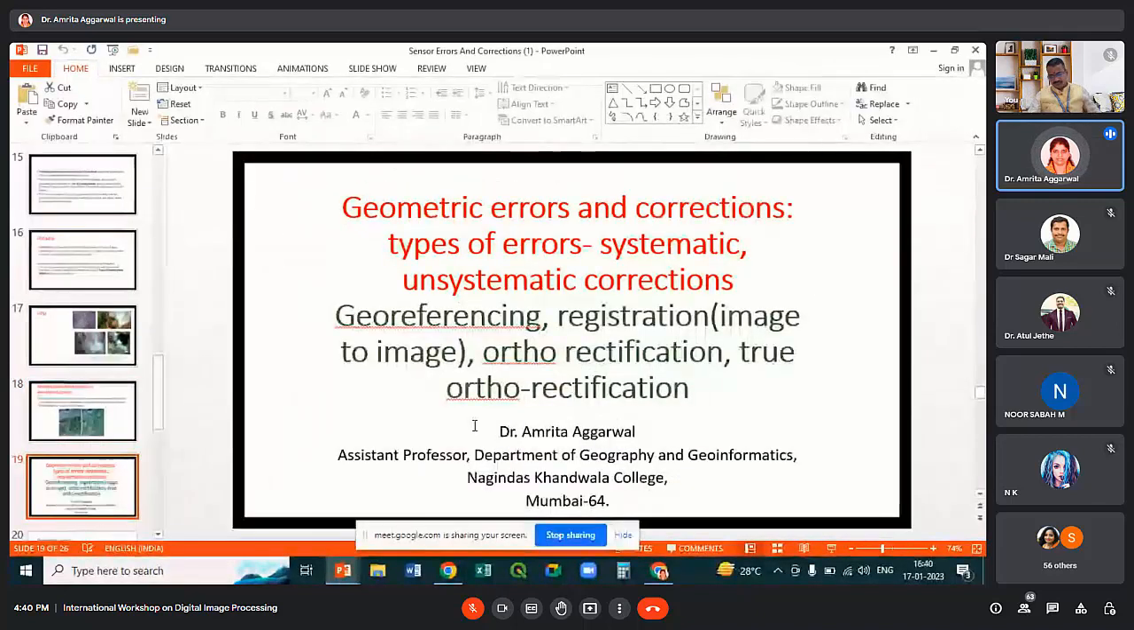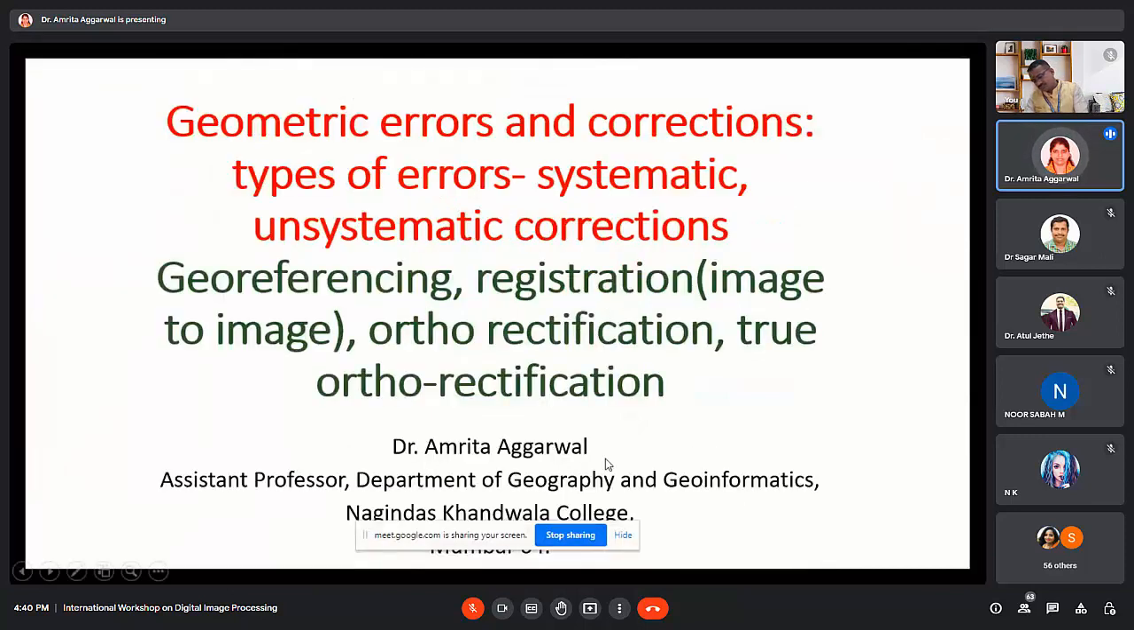All right. So let's begin with the third type of error, that is geometric errors. Now we must understand that this entire technology, or any other technology for that matter, is totally dependent on mankind. Human beings have devised the technology and we control it. Nothing happens automatically. Everything is commanded by us and then only takes place. So errors are bound to happen everywhere.